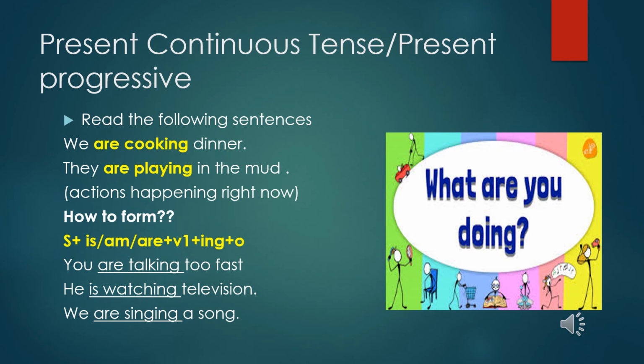So we are done with simple present tense. Now we can see present continuous tense. Present continuous tense is also called progressive tense. That means the action is progressing.